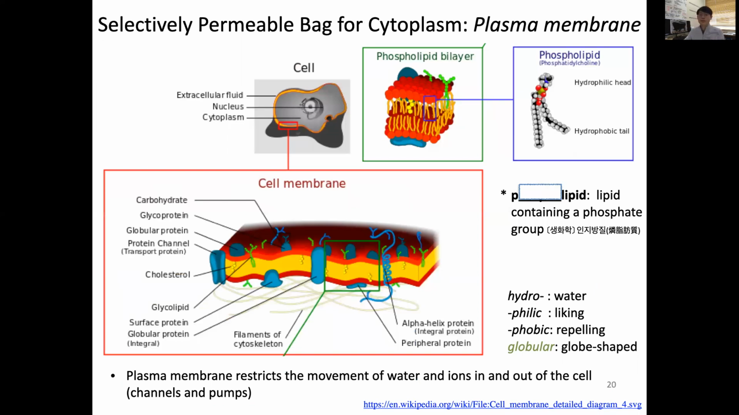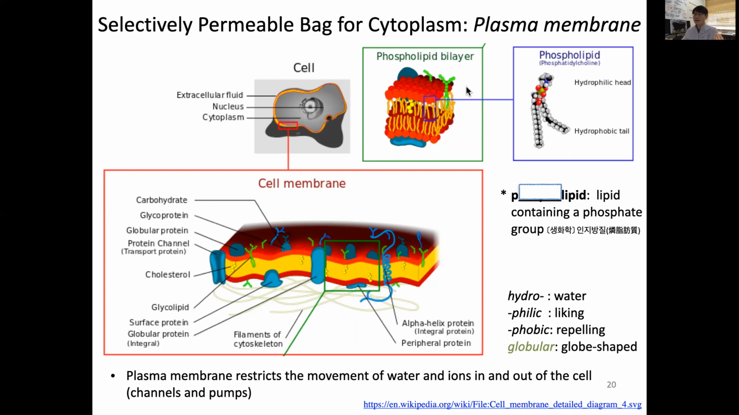So the second one I want to discuss is the plasma membrane. I titled it as a selectively permeable bag of the cell cytoplasm. Because of this cytoplasm, the name comes as plasma membrane or cell membrane. And this is a bag of the cell, and that is composed of a lipid bilayer, or phospholipid bilayer.